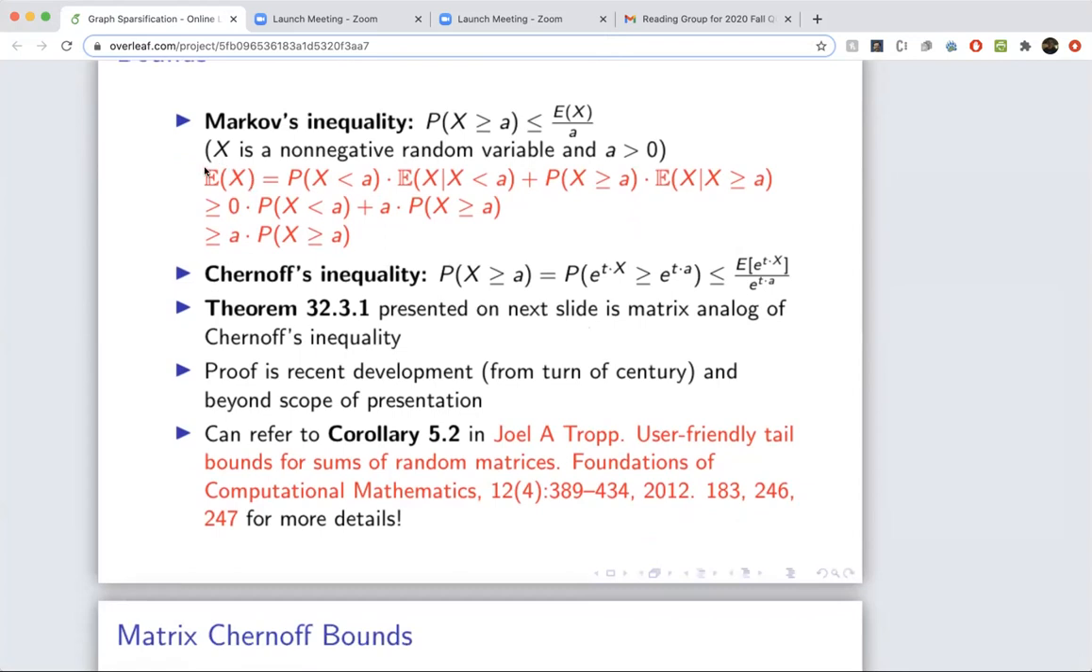And so we can actually express this expectation of the random variable X as the probability of X being less than A times the expectation of X given that X is less than A, plus the probability that X is greater than or equal to A times the expectation of X given that X is greater than or equal to A. And so just to get some participation going, would anyone like to explain how we get from this first line to the second line?